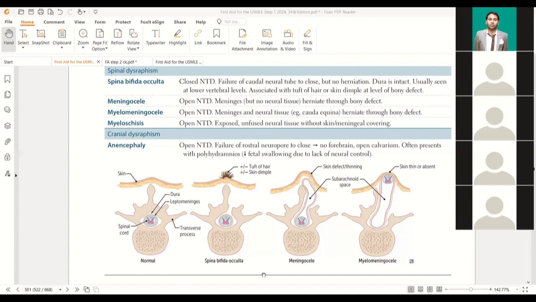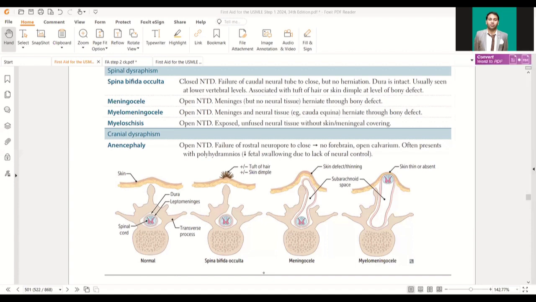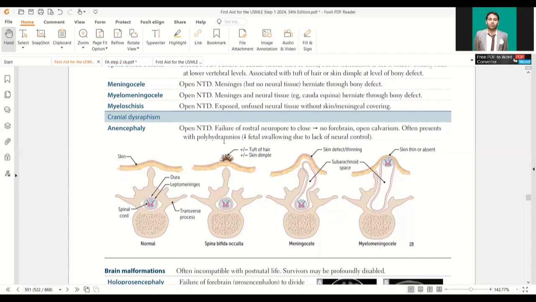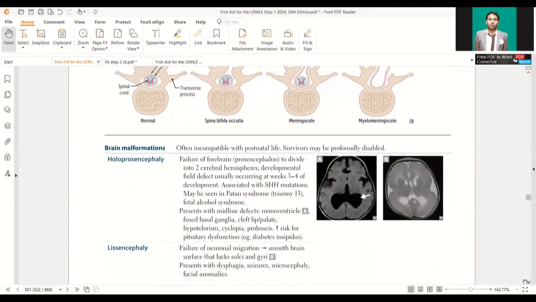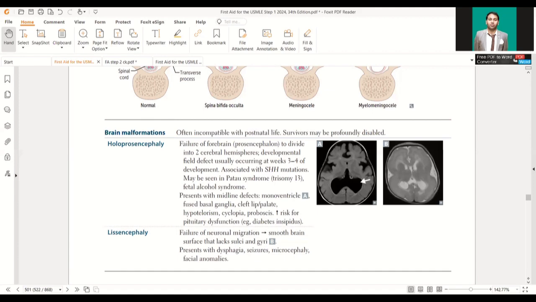So what happened in the anencephaly? This is the open neural tube defect in which there is failure of the rostral neuropore, right? So there is no forebrain and it is present with polyhydramnios, right? Okay. Let's move towards the brain malformations.